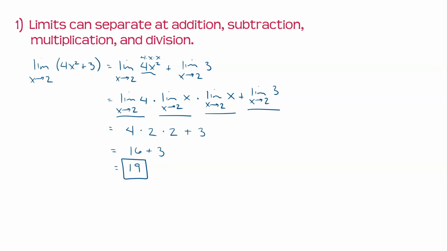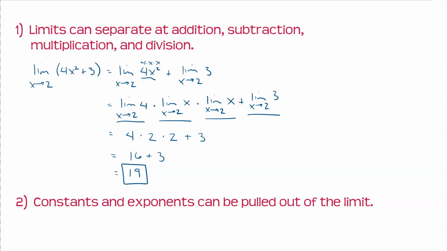Now the second important property makes this process a little bit easier for us. The second important property is that constants and exponents can be pulled out of the limit. Let's try the same problem again, but now we can use the second property also.